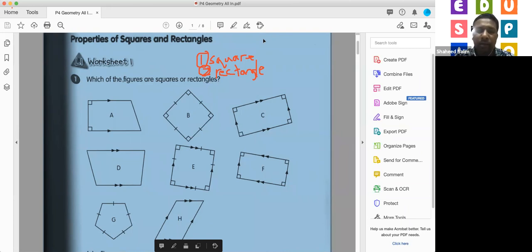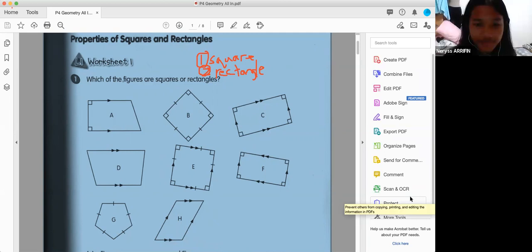All right, Neris, we are trying to identify which ones are squares and which ones are rectangles. So for question number 1, please write down what are the squares. Question number 2, what are the rectangles? Neris, do you understand? Which ones are squares and which ones are rectangles? Razik, we are waiting for you.